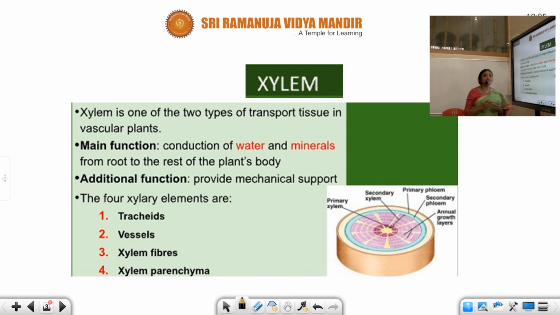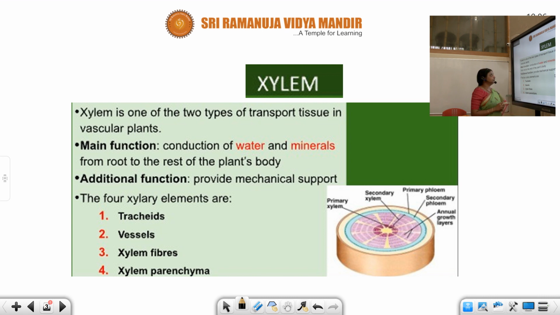It is present in the vascular plants, the plants having a vascular body. Algae, fungi and bryophyta do not have a vascular tissue system. From the pteridophyta onward, the vascular tissue system is found. These are also known as tracheary elements. They are found in pteridophyta, gymnosperms and angiosperms, and in angiosperms, in both dicots and monocots, we can see this structure. So xylem is one of the two types of transport tissue in vascular plants.